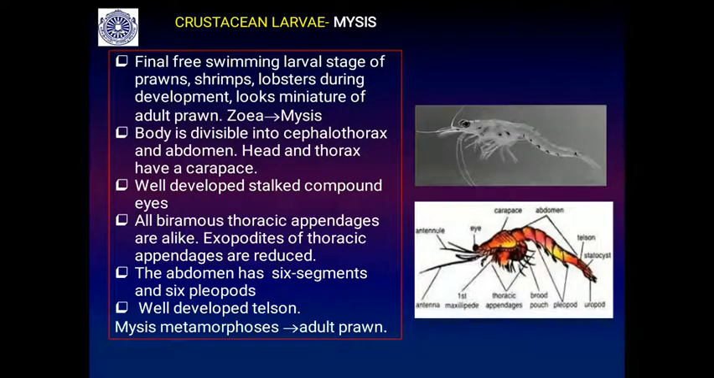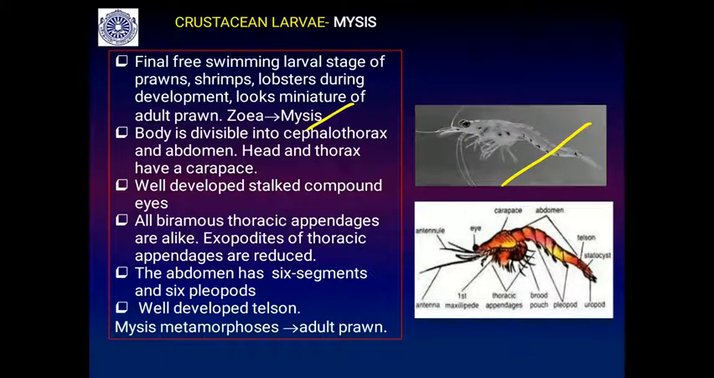The next larval stage you will be able to see is the mysis larva. This is the final larval stage in the case of prawns, shrimps, lobsters, and many crustaceans during development. You can see it looks like a miniature prawn, right? You have studied prawn. So it's like a microscopic prawn, about 0.5 millimeter to 1 millimeter in size. In the case of prawn, the larva molts into the next larval stage, mysis.